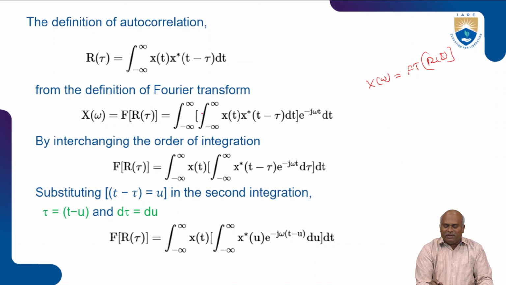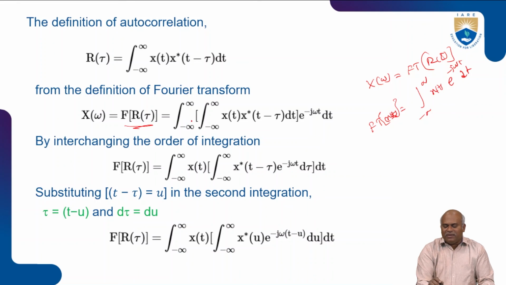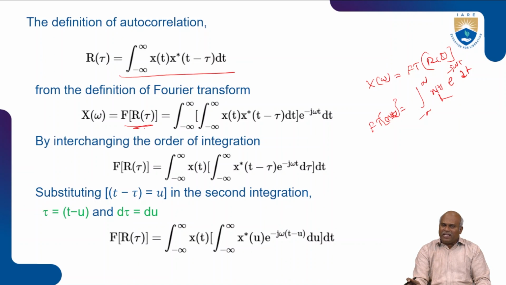We know the Fourier transform of x of t is the integration from minus infinity to plus infinity of x of t e power of minus j omega t dt. This formula we should adopt here, so instead of x we use r of tau. R of tau, as we know, is the complex conjugate convolution integration in the time domain. Now I write: the integration from minus infinity to plus infinity of r of tau, which is the integration of x of t x star of t minus tau dt, times e power of minus j omega tau d tau.